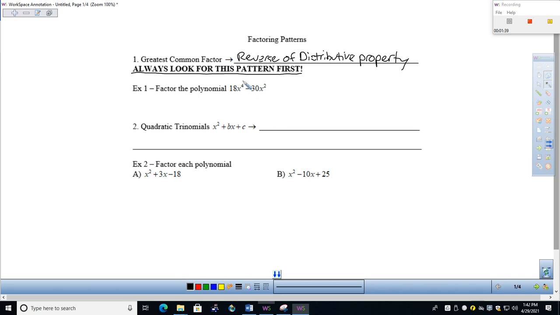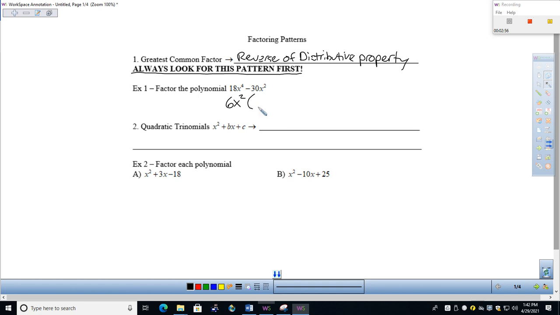And so what I do, and I encourage you to do this on paper, very lightly circle the 18x to the fourth, and then very lightly circle the 30x squared. And what we're asking ourselves is, what is the greatest common factor to both those terms? Well, I look at the coefficients here, the 18 and the 30, and I see that 6 is the largest value that would divide evenly into them. So I'm going to pull out a 6. And then I look at the powers of x, I have x to the fourth in this particular term, x squared in this particular term, and the largest power that would divide evenly into them would be x squared, so I take out x squared from each term.